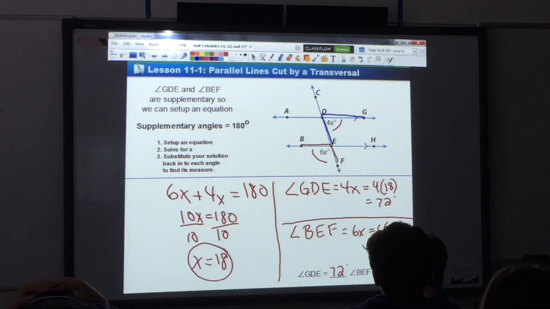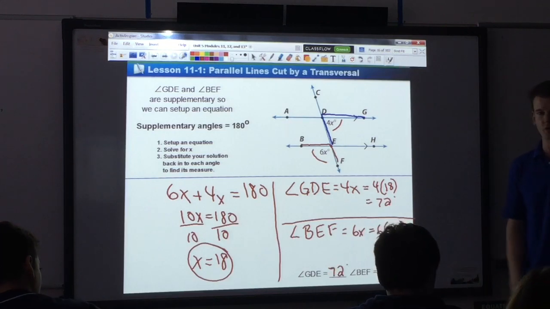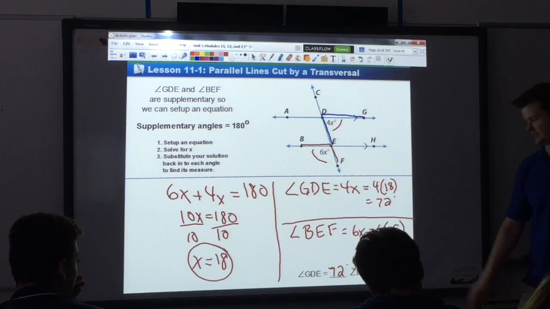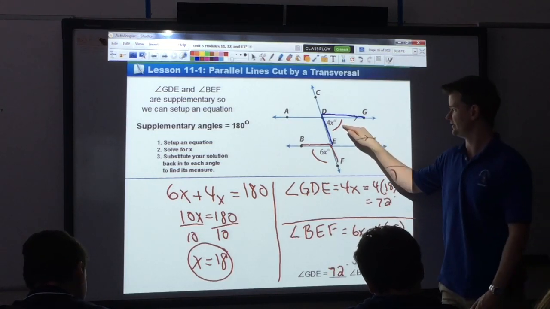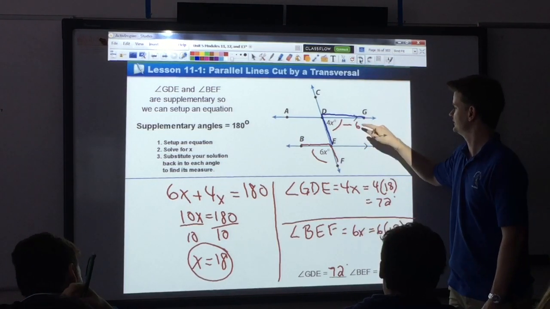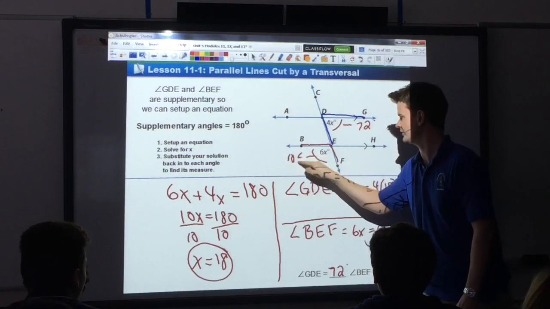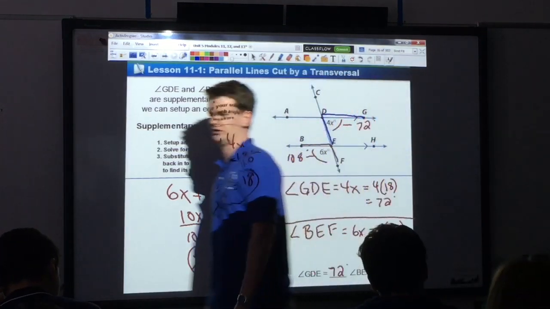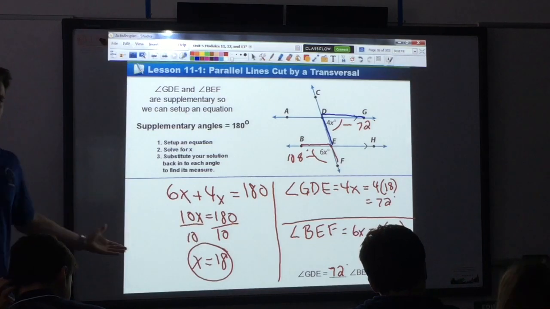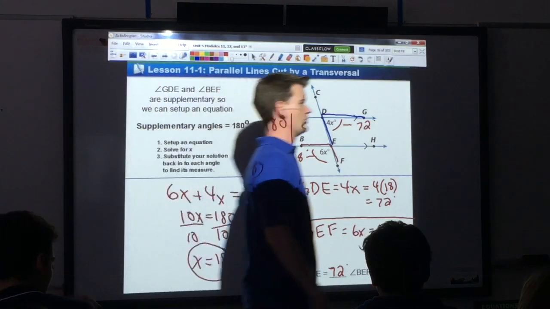180. And this answer, let's see if it checks out. We said they were supplementary. 72 and 108, is that going to give me 180? Yes, it is. So my answer is good. So this is 72 degrees. And that means that this is 108 degrees. Once again, we're going back to those same numbers, 180. If we put them all together, 360, put 2 of them together, 720, so on and so forth.